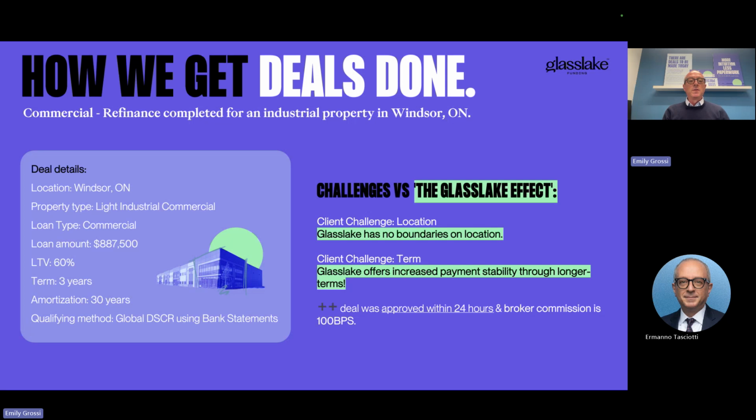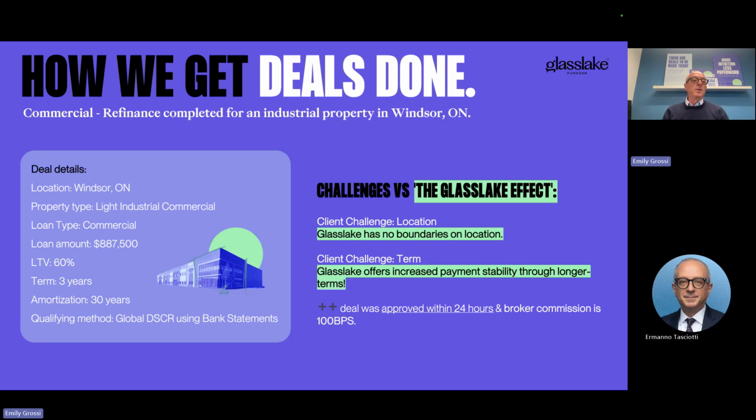It was located in Windsor. A lot of lenders, for whatever reason, still have prejudice against Windsor. Windsor's a great place, great properties, great opportunity. So it's an area we would do, light industrial commercial property we would do, loan type commercial.